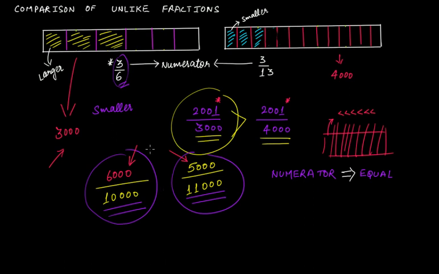So for the second case of comparison of unlike fractions, that is when your numerators are not equal, we will discuss that portion in the next video. So this was the condition when your numerators are equal. If your numerators are equal, look at the denominator, and the fraction which has the smallest denominator will be the greater one.